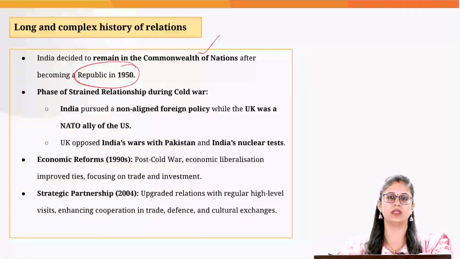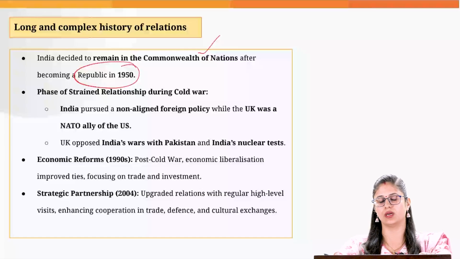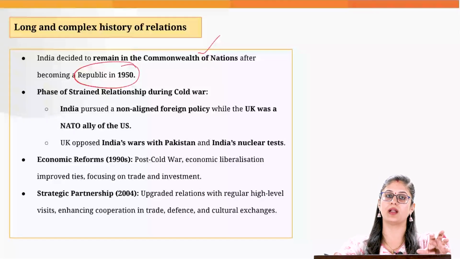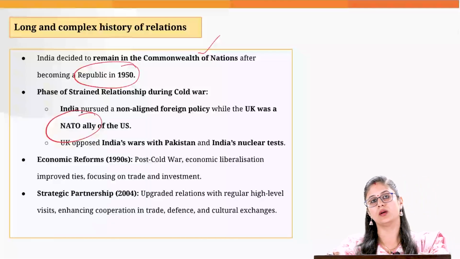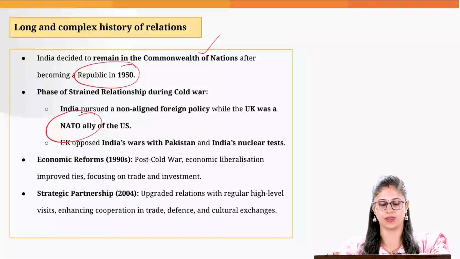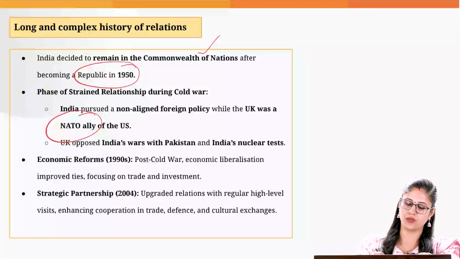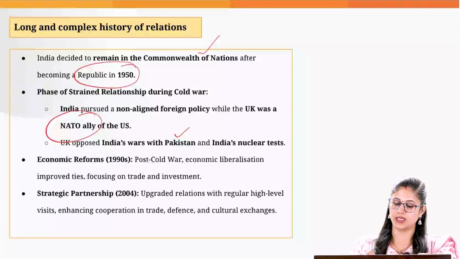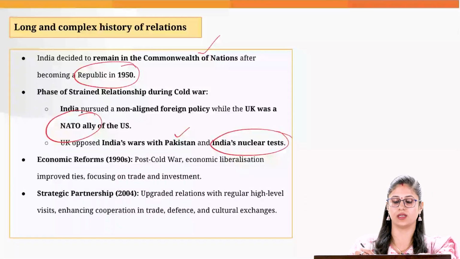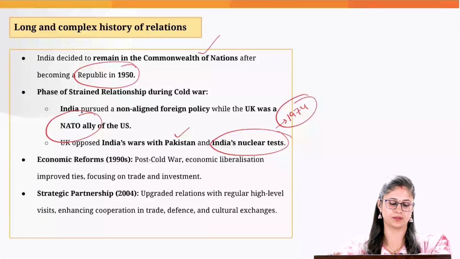But during the Cold War period, we witnessed strained relations between the two countries because India was a part of NAM, the non-alignment movement, whereas the UK was basically a NATO ally. It was a part of the NATO grouping. And the UK at that time opposed India's wars with Pakistan in 1965 and 1971. And it also opposed India's nuclear test that we carried out in Pokhran in 1974, which was codenamed Smiling Buddha.